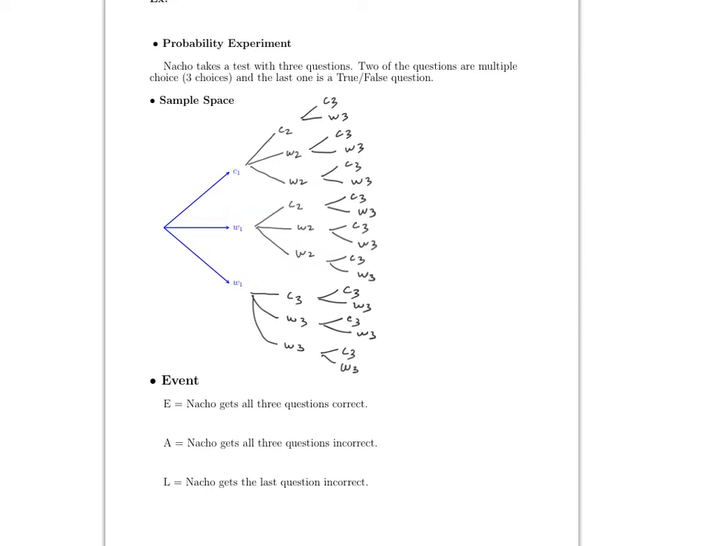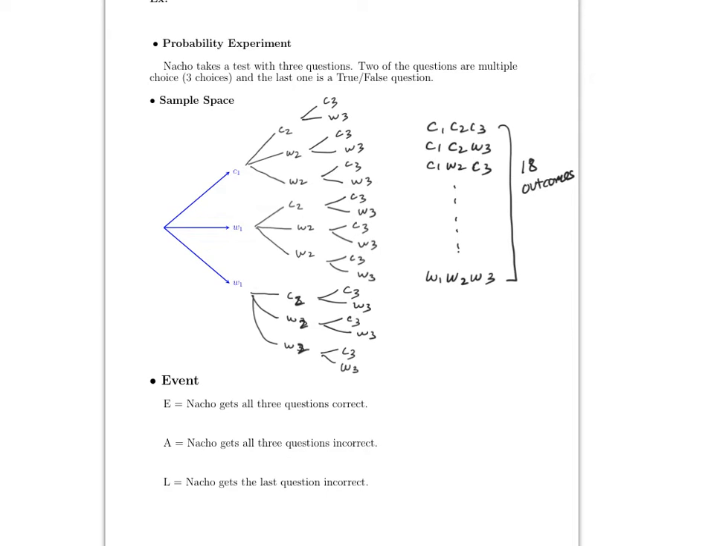If we write the outcomes, you will end up with C1, C2, C3, which means all correct, C1, C2, W3, C1, W2, C3, and so forth, until the last one, which is W1, W2, W3. The total number of outcomes is 18. You should check this.